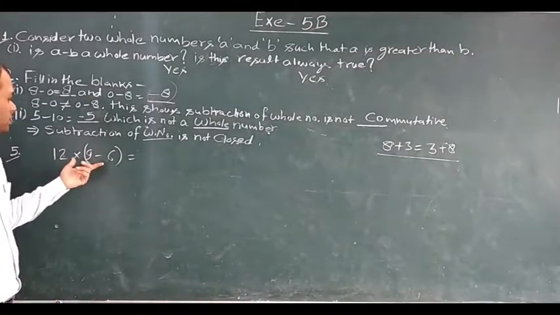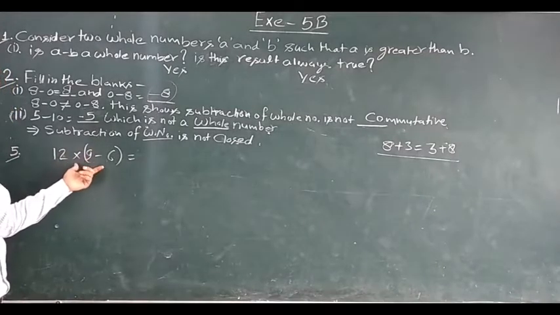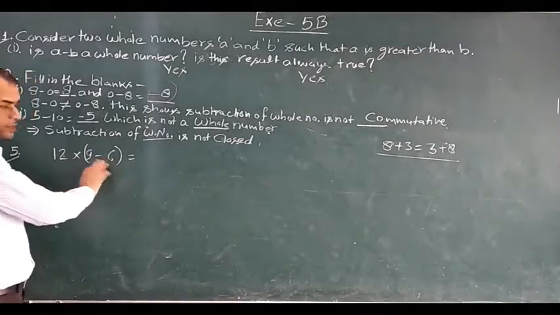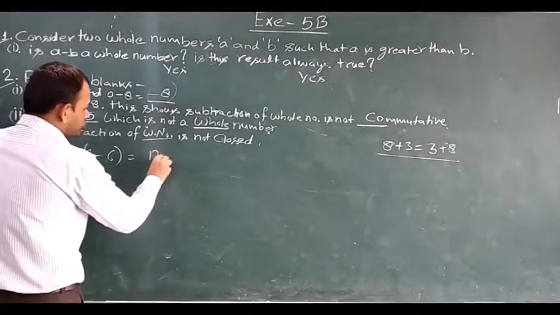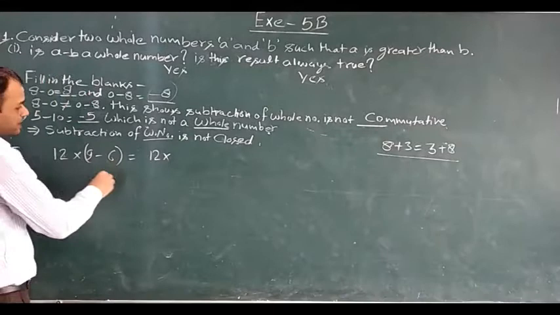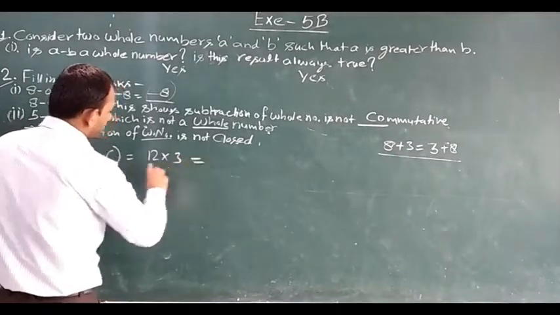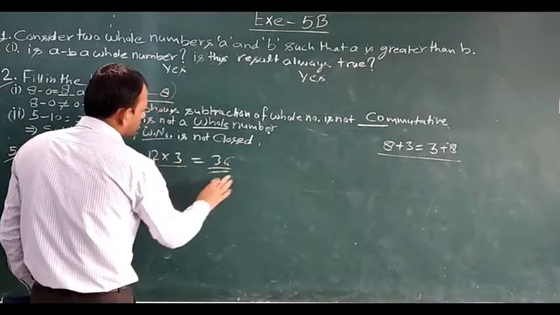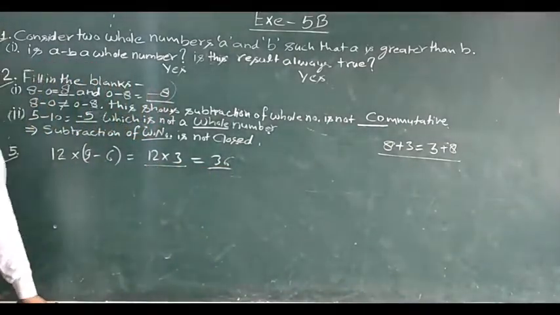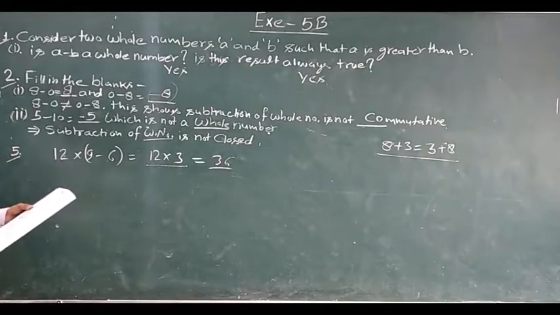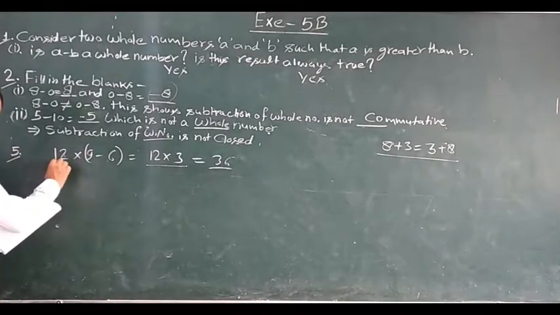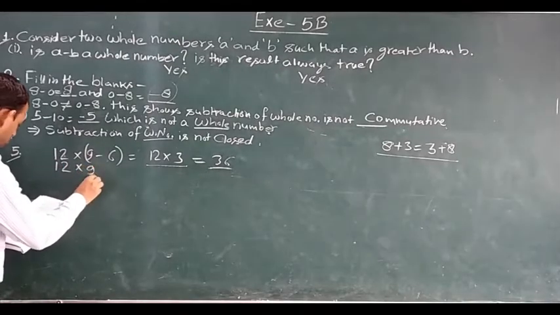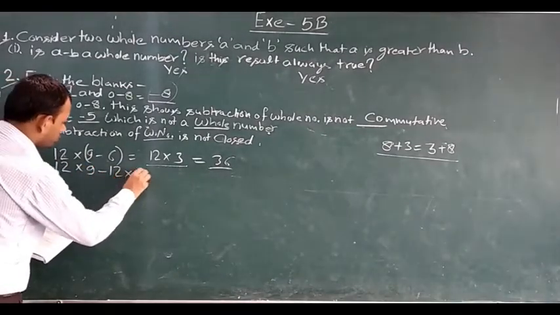You must have learned in the fifth class about BODMAS. So according to BODMAS, we will solve the bracket first of all. Then 12 will remain the same, and 9 minus 6 will be 3, and when we multiply, it will be 36. So this will be the answer in the blank part. Then given, 12 into 9 minus 12 into 6.